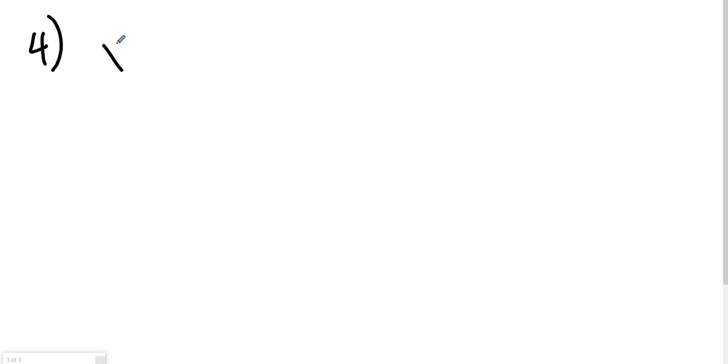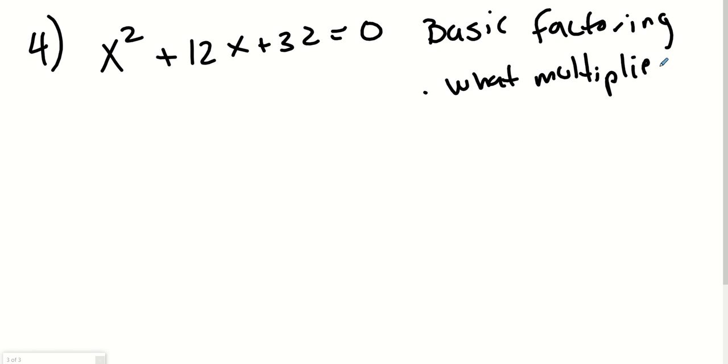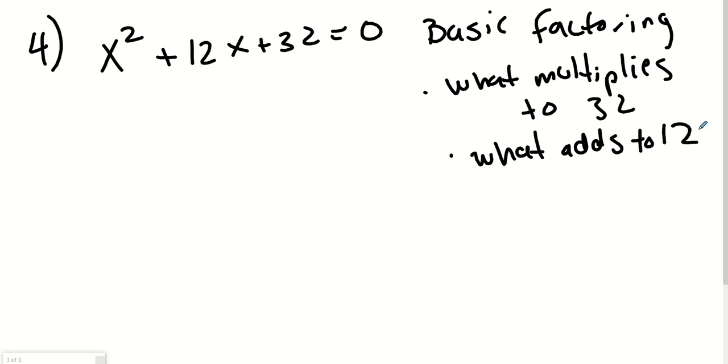Let's do number 4. You have x squared plus 12x plus 32 equals 0. Okay, so how would I factor this? You have three terms, it's a quadratic. So, if you remember from class, we're going to do basic factoring. So what do I mean by this? We're going to find what multiplies to 32 and what adds to 12. Okay, can you think of any numbers?